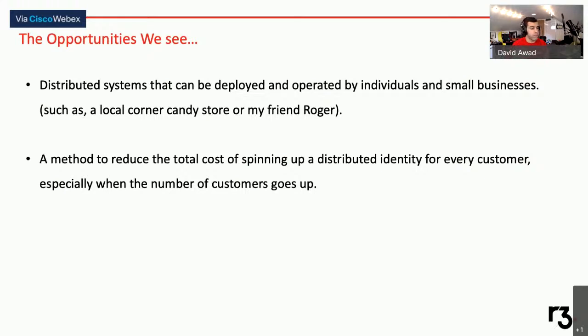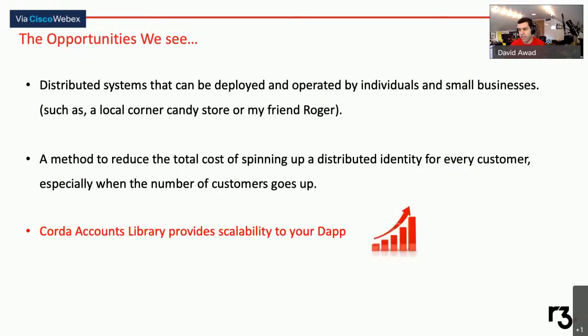So this is really nice because now you don't have to spin up a distributed identity for every single customer, especially as the number of customers goes up, right? We also see some great opportunities for existing customers, right? It's less total cost. And we see huge opportunities in scalability, right? You now can spin up 1 or 2 Corda nodes for 1,000 customers or something like that.